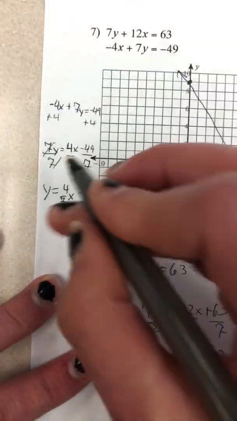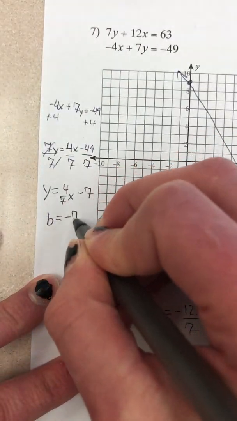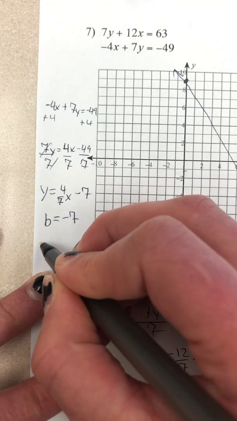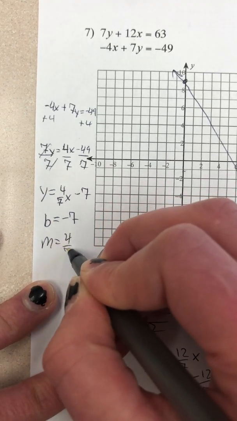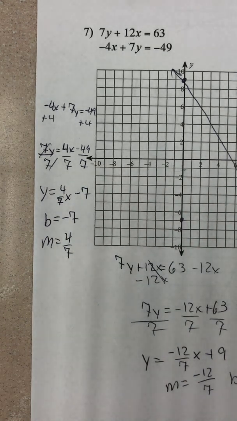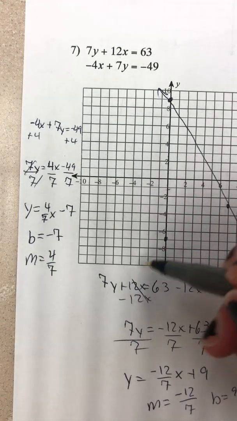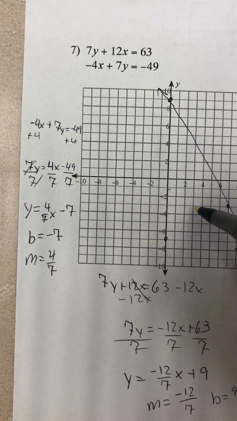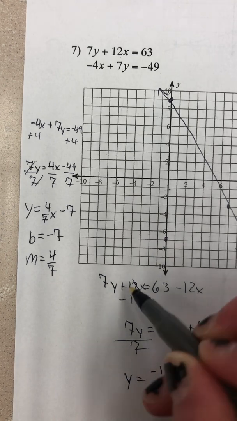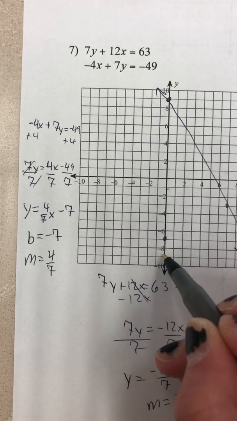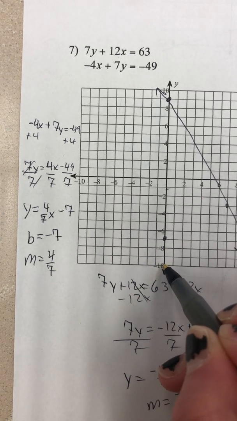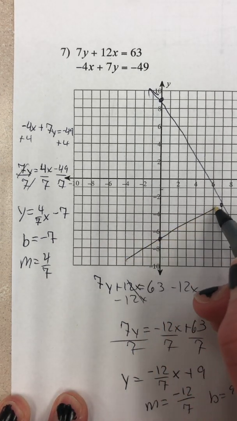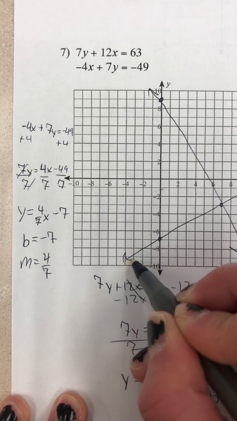So my y-intercept is negative 7. So we're going to start with that point. And our slope is positive 4 sevenths, because that is the number that is paired with our x. We're going to go up 4, to the right 7, and down 4. Well, I can't do that, so I'm just going to guesstimate like that. That is going to be my line.